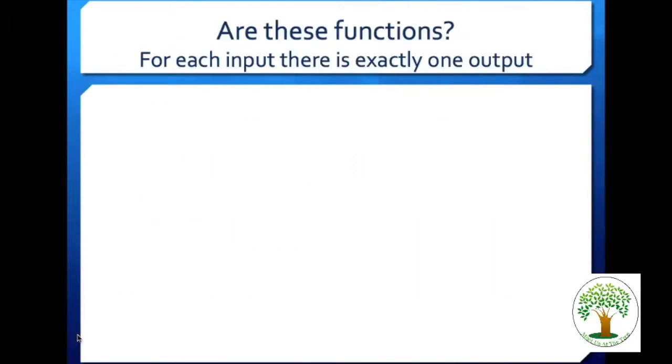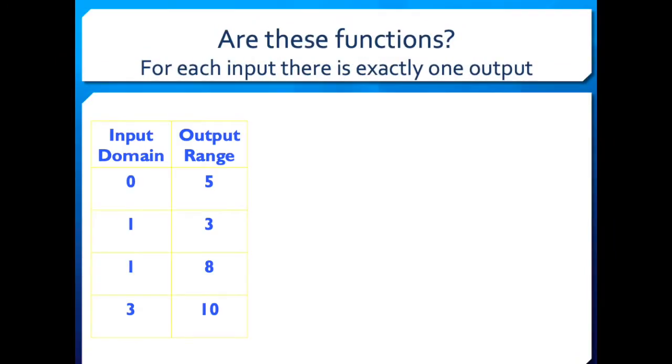All right, let's look at this real quick. I want to know if these are functions. I've actually put the rule that you highlighted up on the screen. For each input, there's exactly one output. This first one is called a relation. This is an ordered pair. This is the ordered pair 0, 5. The next ordered pair is 1, 3. Another ordered pair, 1, 8, and 3 comma 10. Is this a function? Yes or no? Does each of those inputs have exactly one output? I heard some people say yes. No. I'm hearing somebody say no.